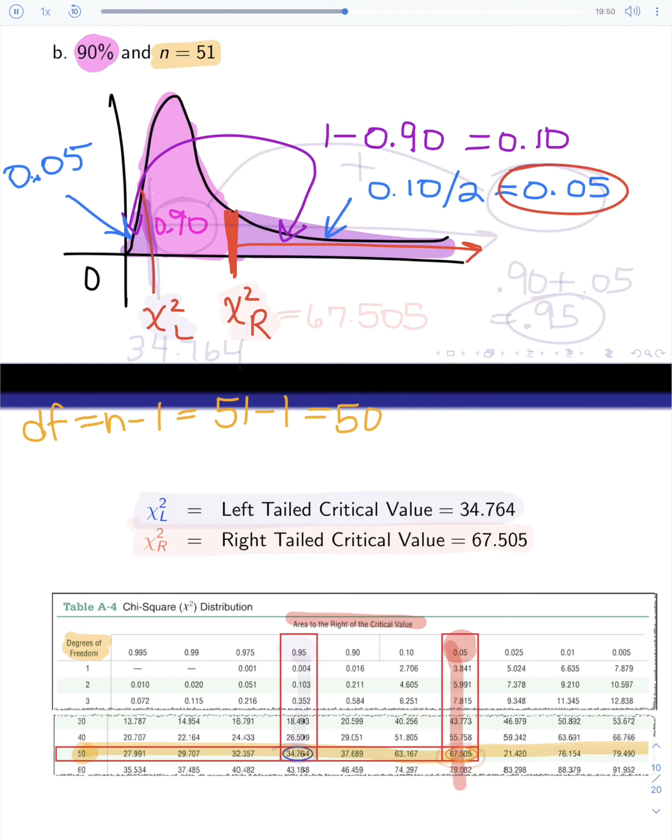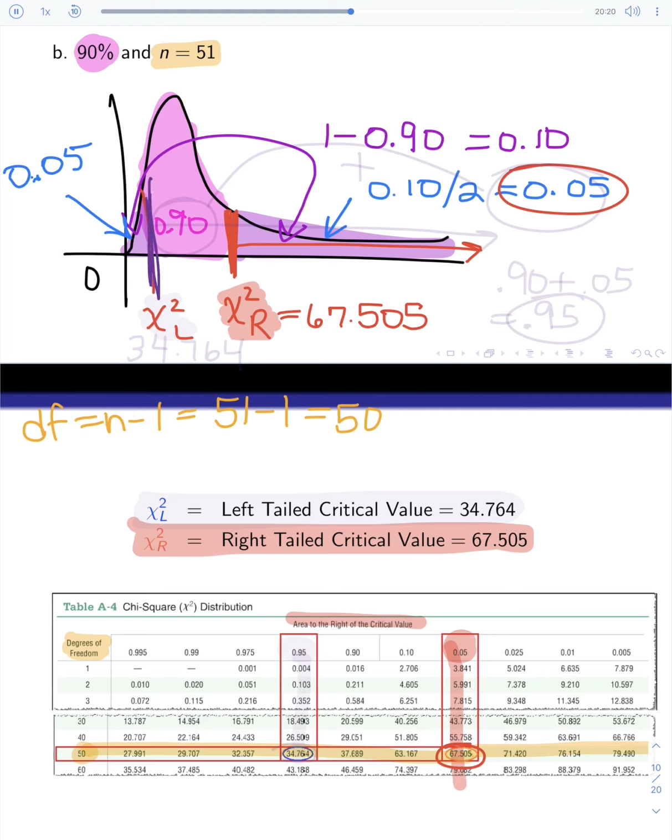And notice that they overlap at a chi-squared value of 67.505. And that is going to be our chi-squared on the right. That's a really large value, but we're going to get used to seeing really large values. 67.505 is again our chi-squared on the right. That's 1 out of 2, so we're halfway there.